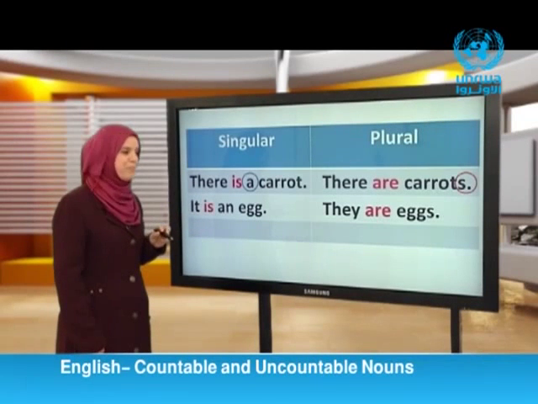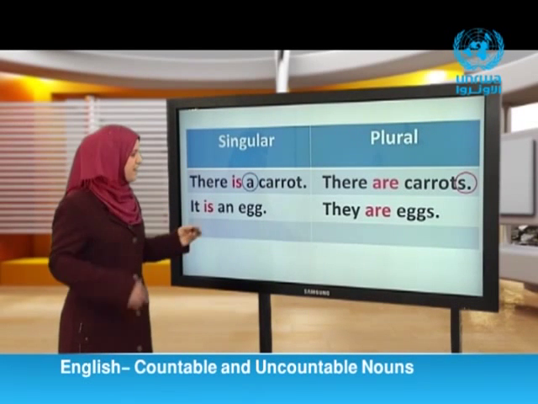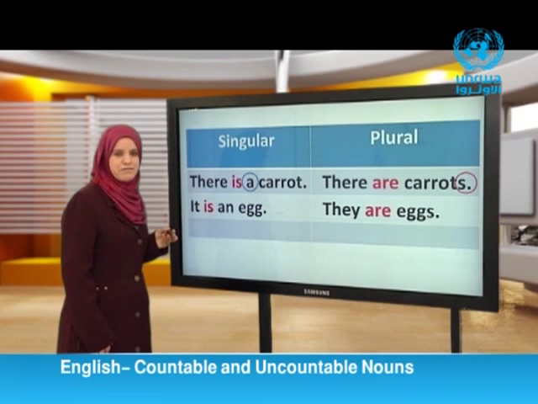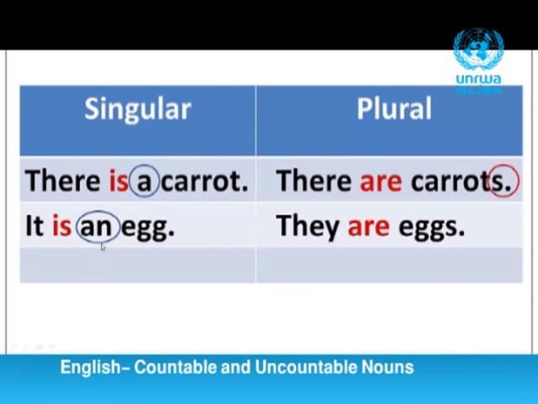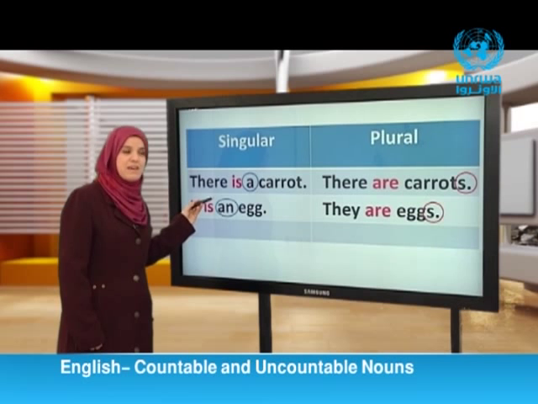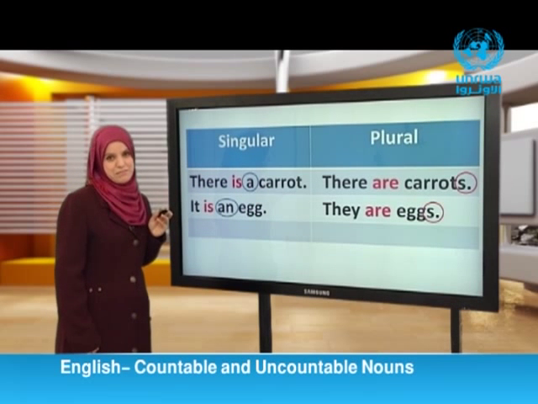Let's have another example. It is an egg, they are eggs. Singular, plural. The noun egg is singular. It is preceded by an. Why? It begins with a vowel, an egg. Eggs, the word eggs is plural. It is followed by the plural are. So, countable nouns can be singular and can also be plural.